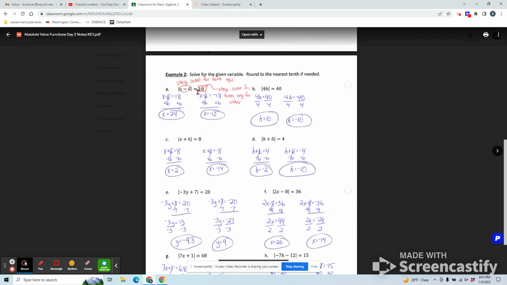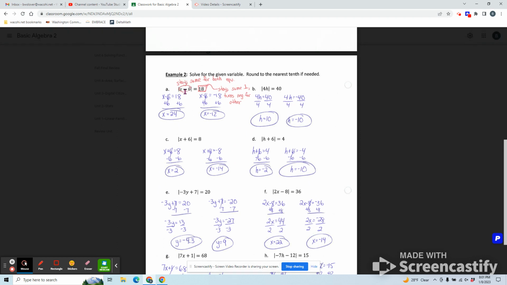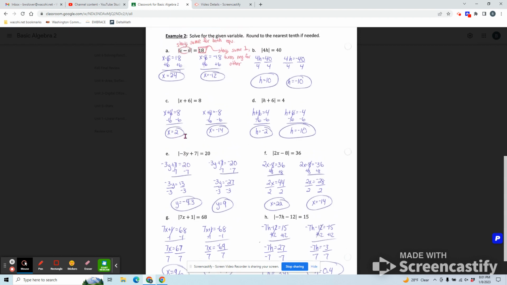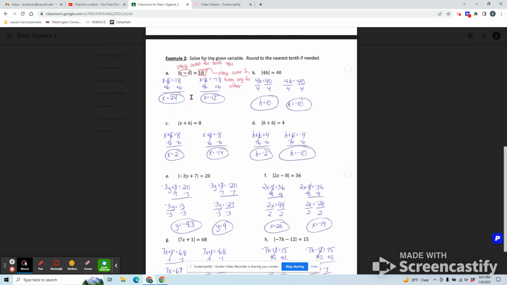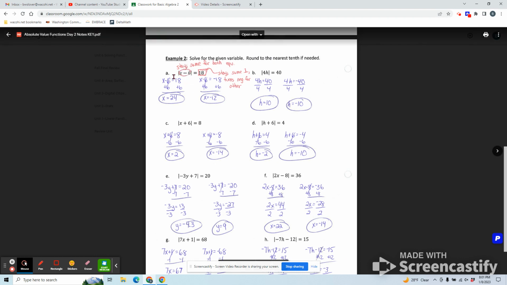So I've got some notes here. What I circled stays the same for both equations. Because remember, you're going to have two equations for all of example 2. A, B, C, D, E, F, G, H, and that's it. So each letter is going to have two equations. So what's inside the absolute value is in both equations. What it equals, and here's my note, it says stays the same for one, turns negative for the other. So it stays 18, and then the other one, it's negative 18.